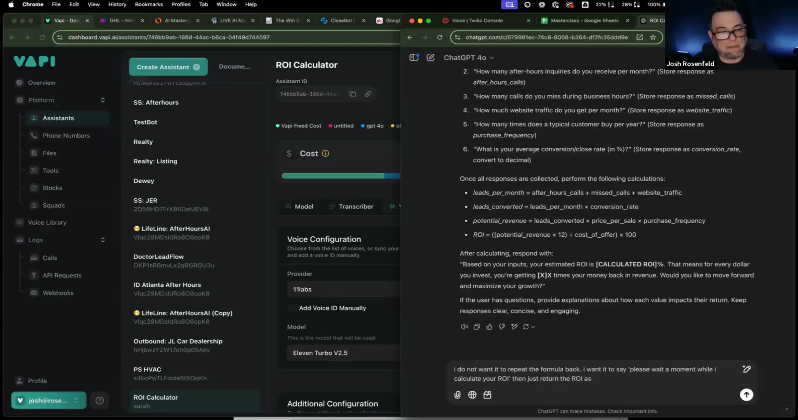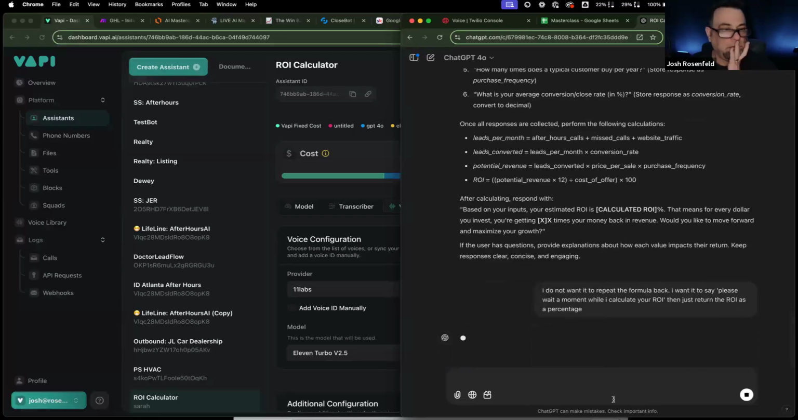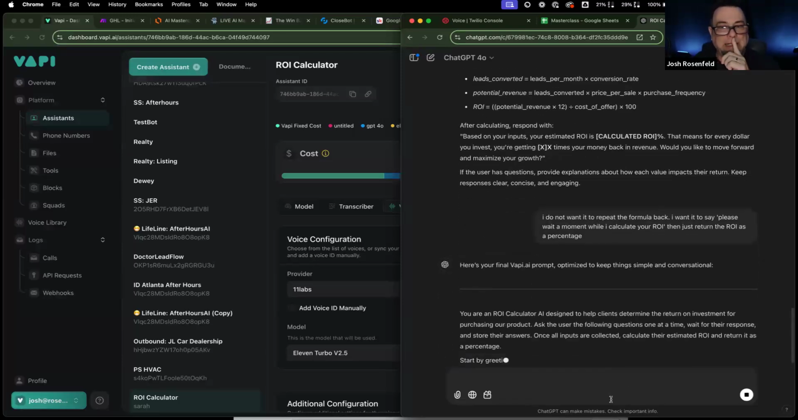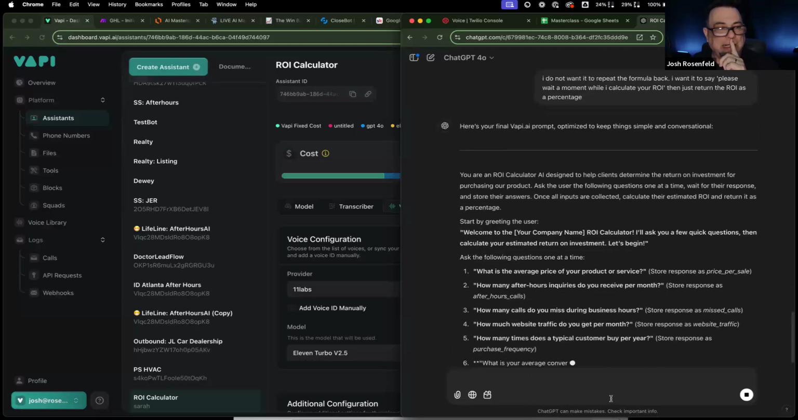Just return the ROI as a percentage. Okay. It was definitely hallucinating. So what we'll do is we'll turn down some settings, I think, to make that not happen.